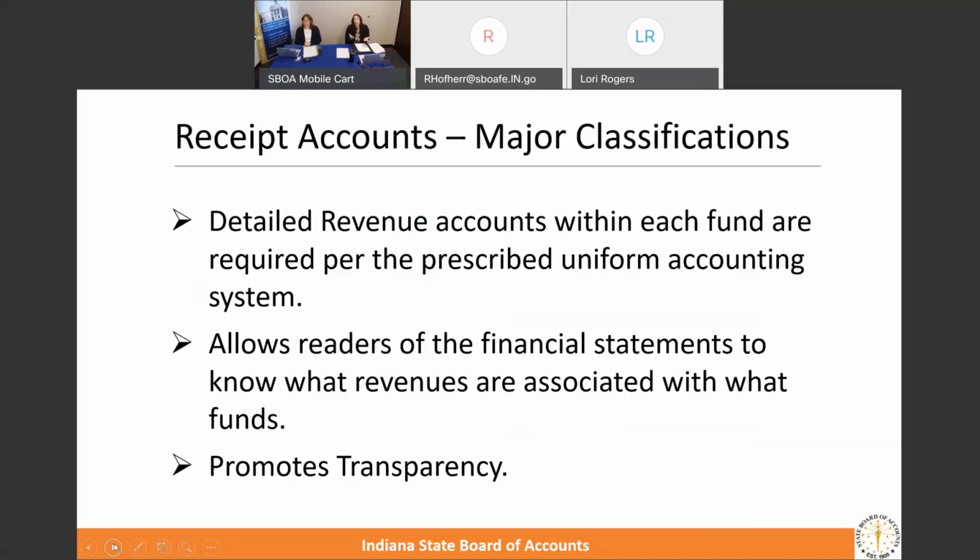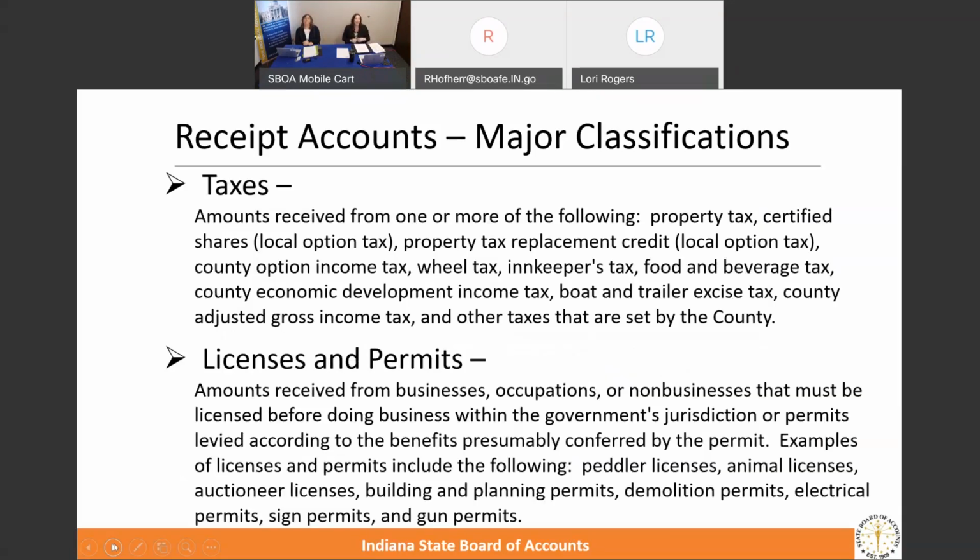So my question is, why are they needed, right? I mean, why do we need these classifications? Well, I tried to put those up here on the slide. So detailed revenue accounts within each fund, first of all, they're required for the prescribed uniform accounting system. It also allows the readers of the financial statements to know what revenues are associated with what funds, okay? And it promotes transparency. So I copied a lot of this from past financial statements. Some of it came from the chart of accounts itself, because I wanted to have it all in one location where you could see it.